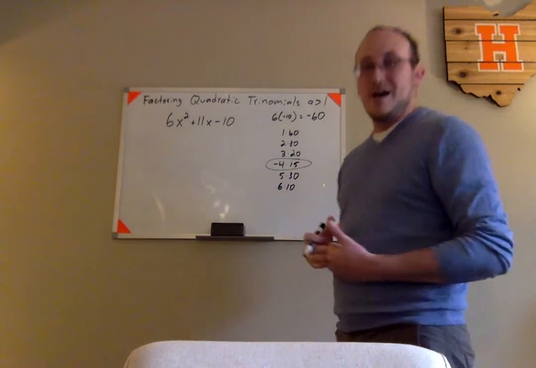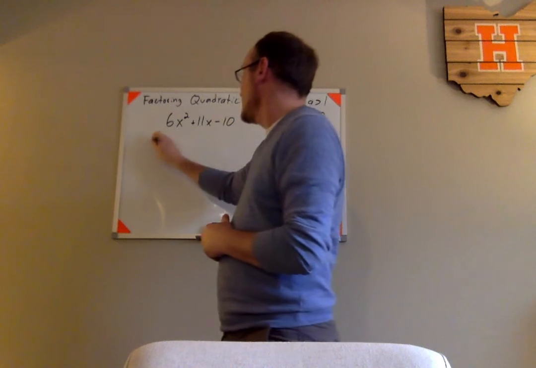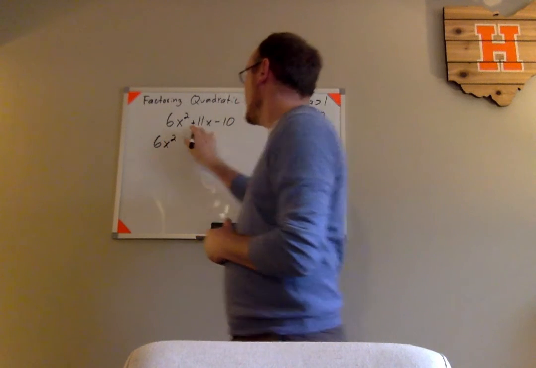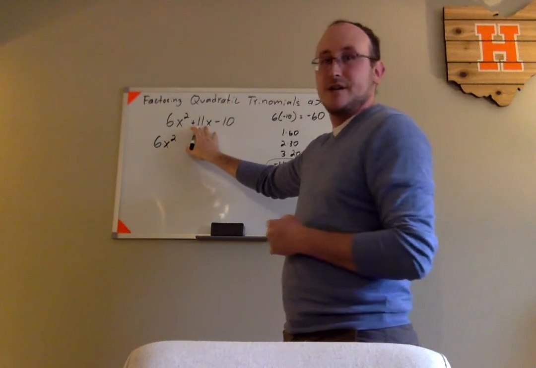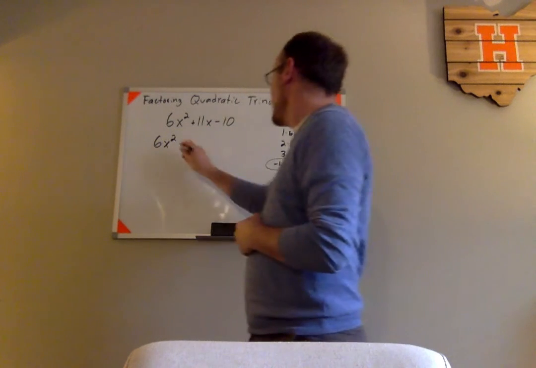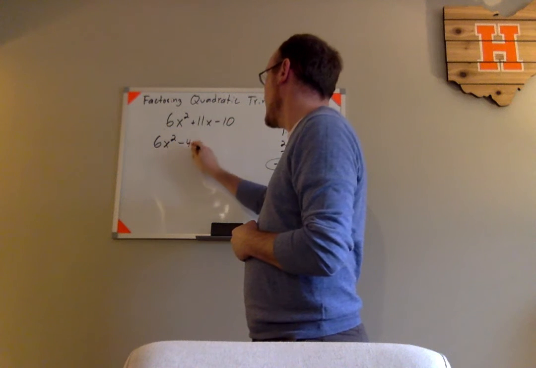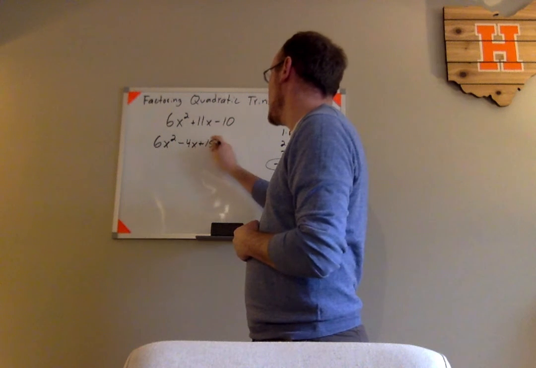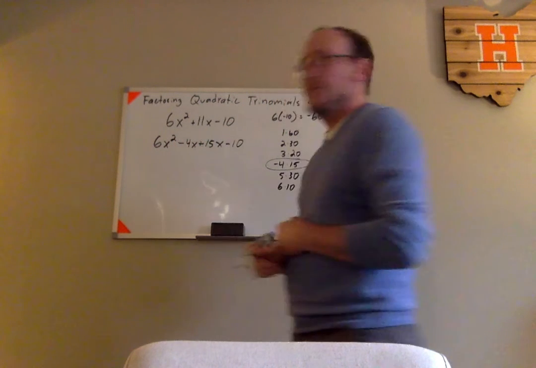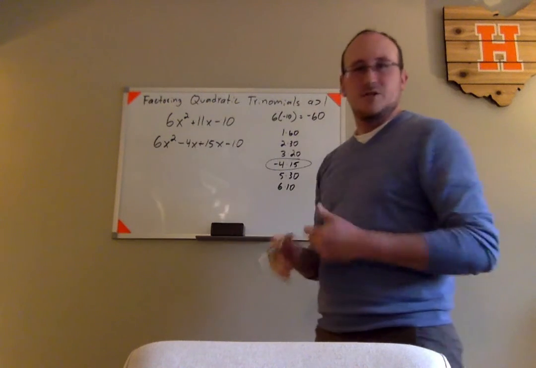Now that I've determined that, you're going to go back and rewrite the original problem. But instead of writing plus 11x, you're going to separate that one term into two terms using these two numbers. So I'm going to say minus 4x plus 15x minus 10. If you check, I didn't really change the value of anything here. I just changed the way it looked slightly.